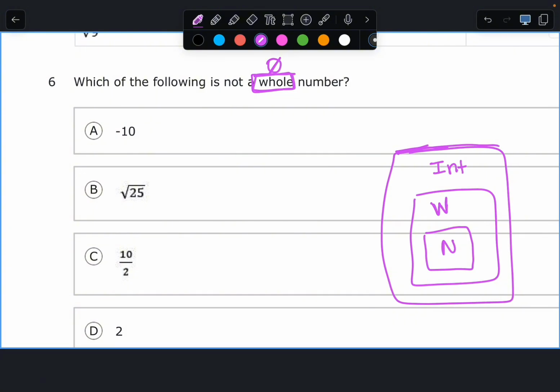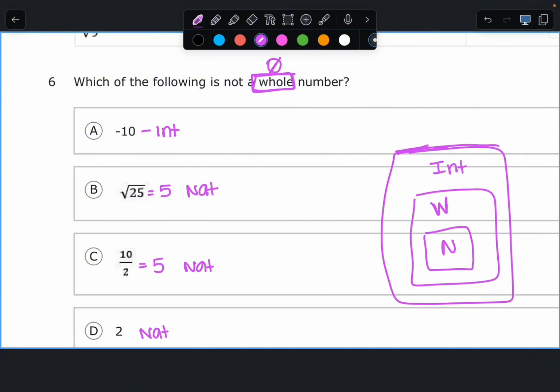All right, negative 10. It's a whole number, but it's negative, so that one is a what? Integer. Okay, what is the square root of 25? 5, and 5 is? Natural, thank you. Okay, 10 divided by 2 is? 5 is? Natural. 2 is?